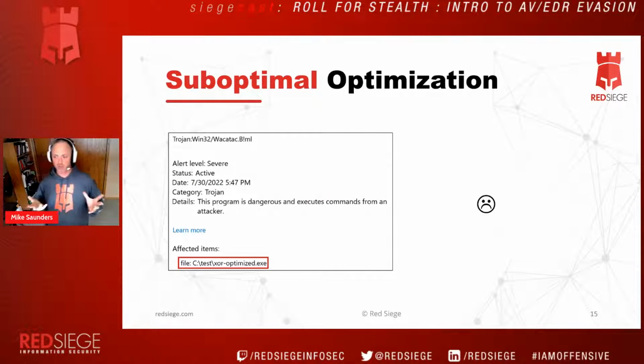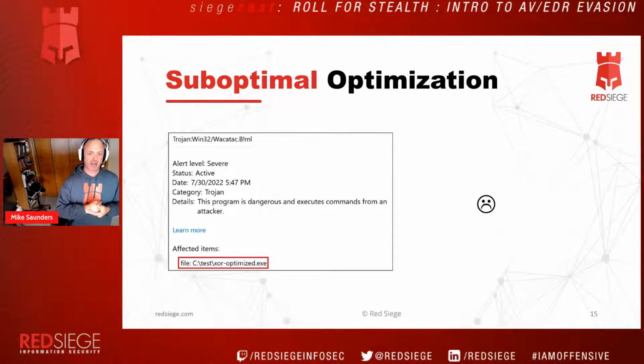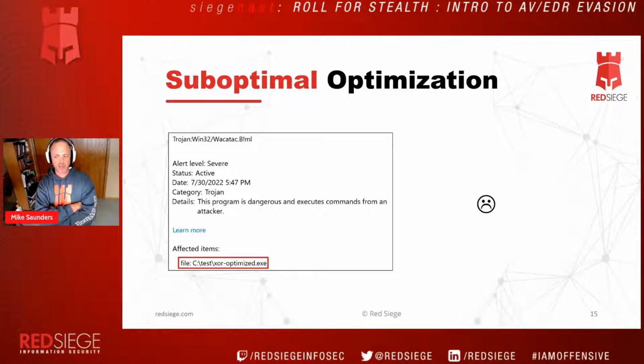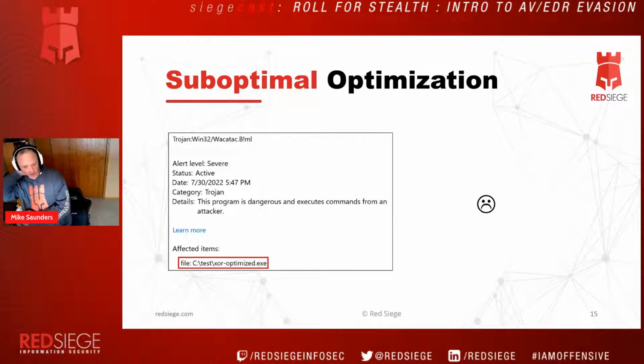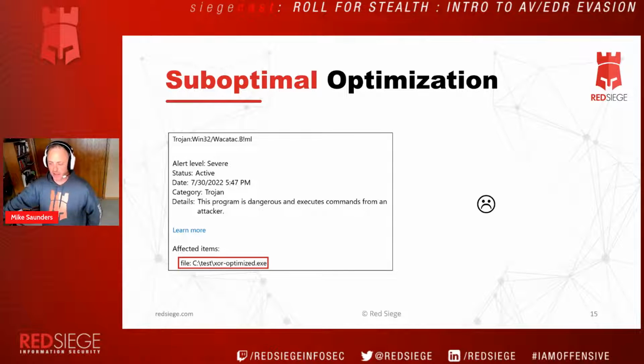This is a fun one, something that I would not have thought about until I encountered it. What you're seeing on the screen is some output from a Windows Defender detection. It's looking at this file, zoroptimize.exe, and saying it's some type of Trojan. So I had a shellcode loader that I had written that had worked for a very long period of time. And one day it wasn't working. It just didn't work anymore.